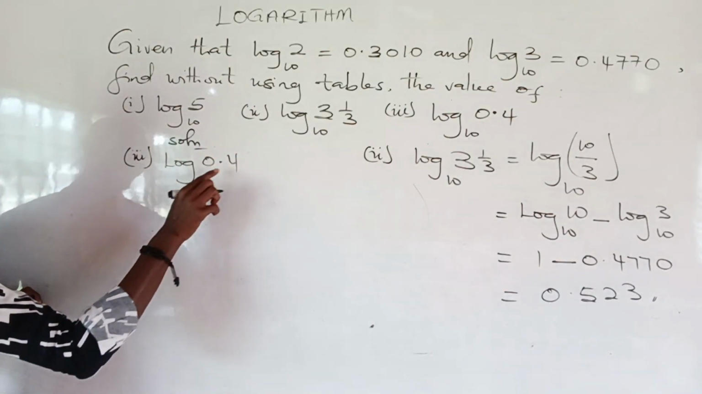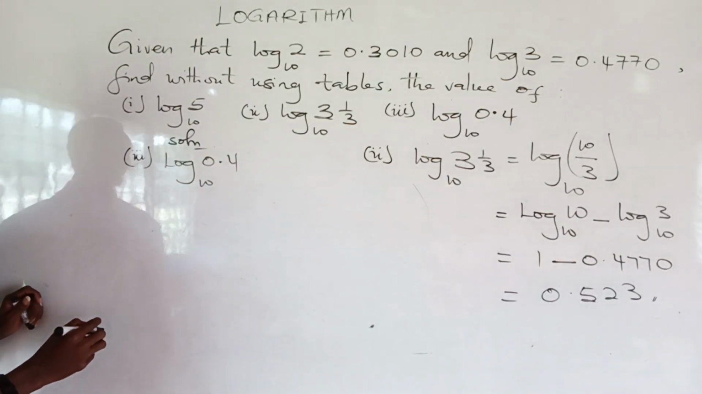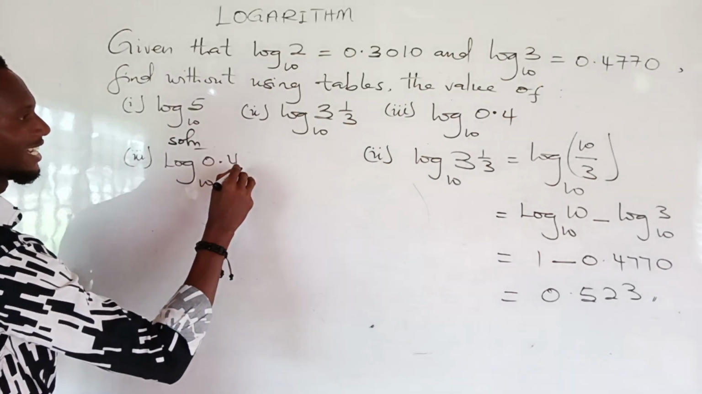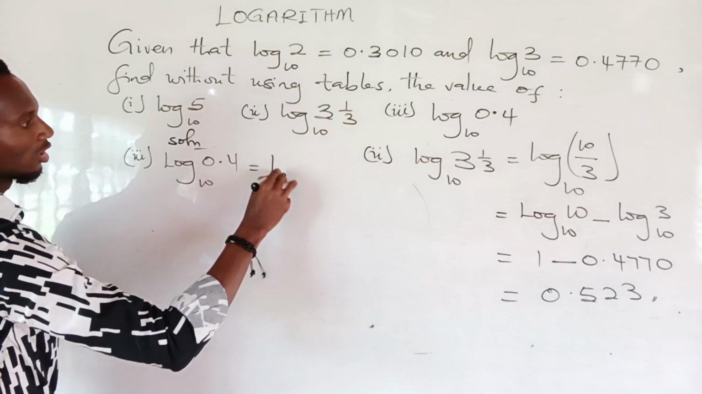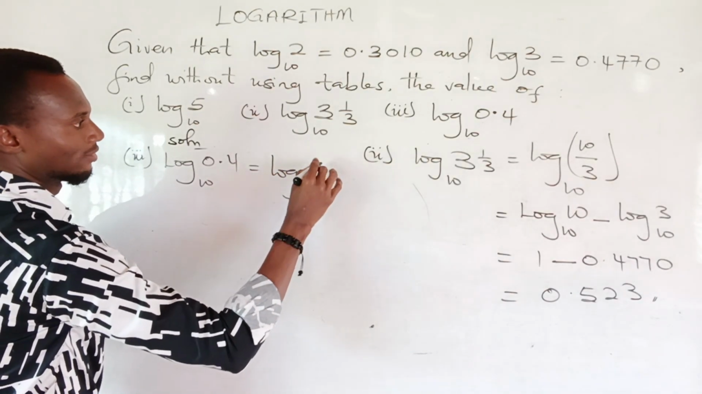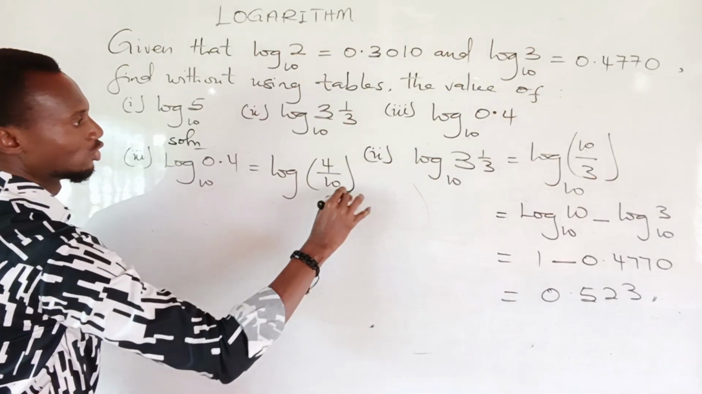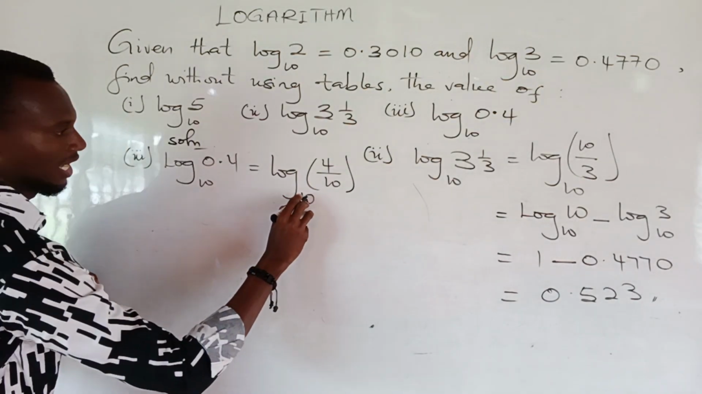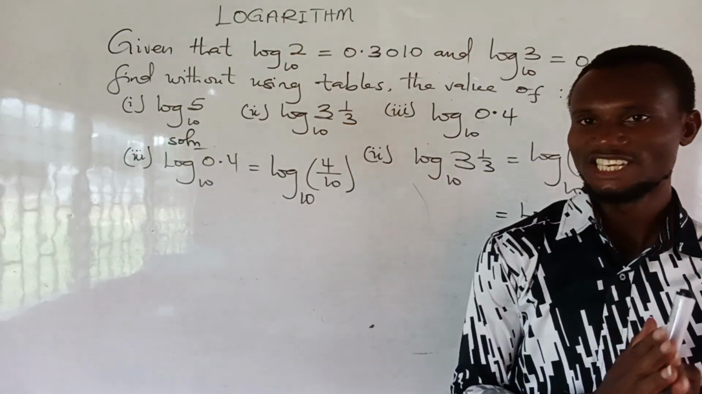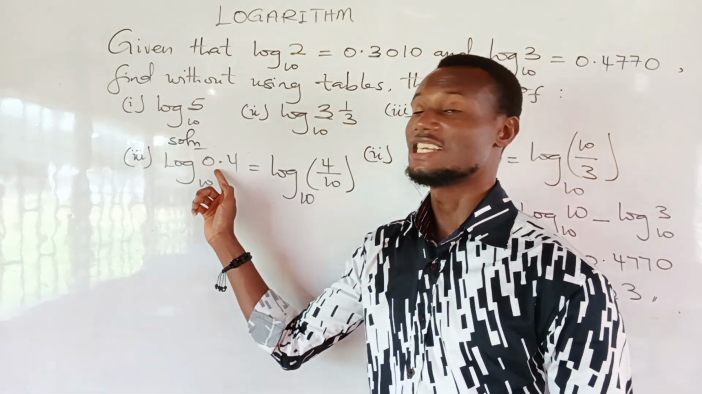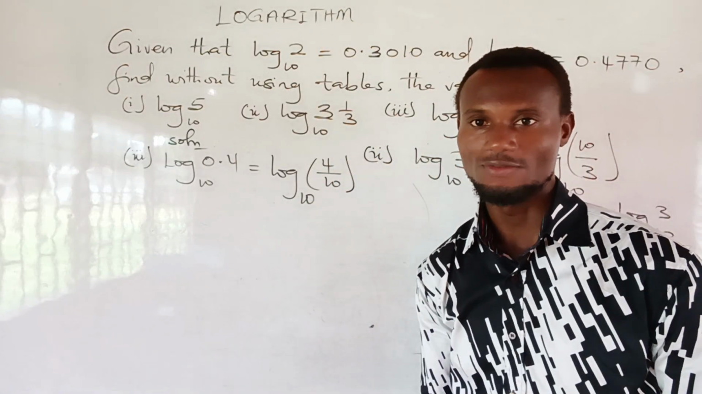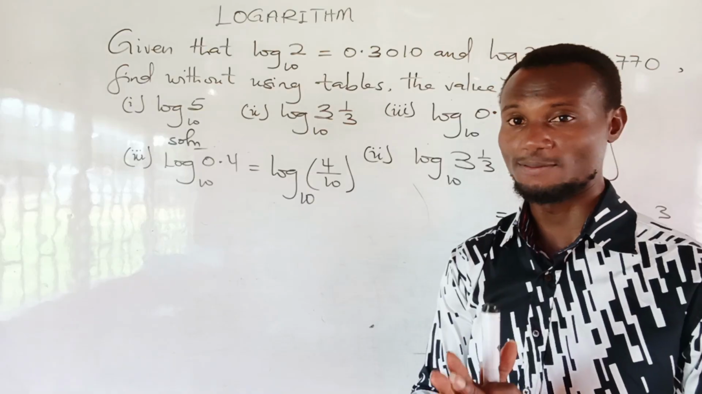So now you know that 0.4 in a fraction form is going to be 4 over 10. So I'm going to rewrite this one as the log of 4 over 10 to the base 10. I hope you understand and you agree with me up to this point. All that we did is to change the 0.4 into fraction. 0.4 into fraction is 4 over 10. I hope you understand up to this point.